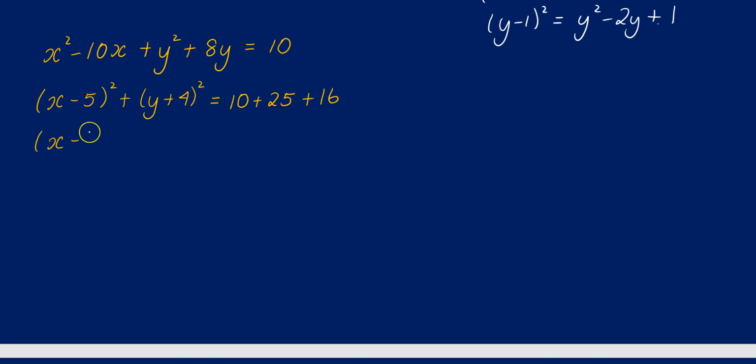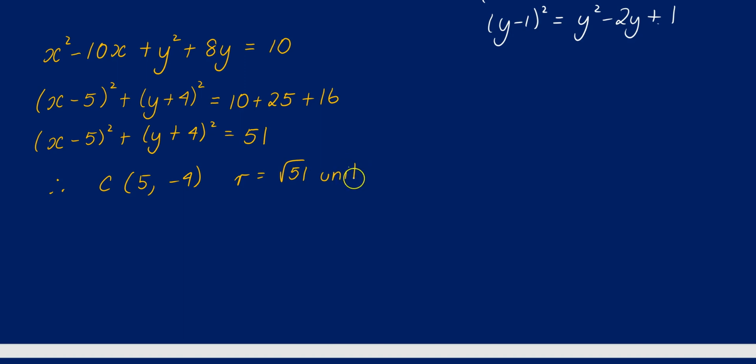Tidy this up. I've got x take 5 squared plus y add 4 squared. What have we got? 10, so 30, 40, 51. And therefore I've got a center of 5, negative 4, and a radius of root 51 units.